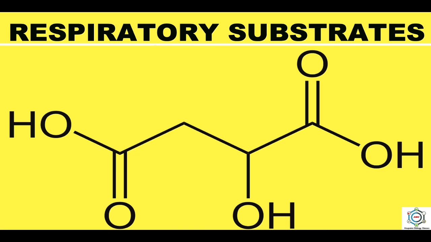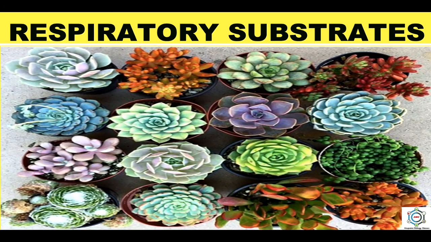Glycerol is phosphorylated to glycerol 3-phosphate in the presence of the enzyme glycerol kinase. The fatty acids are converted to acetyl coenzyme A by beta oxidation. The acetyl coenzyme A enters the Krebs cycle and is oxidized to carbon dioxide and water.